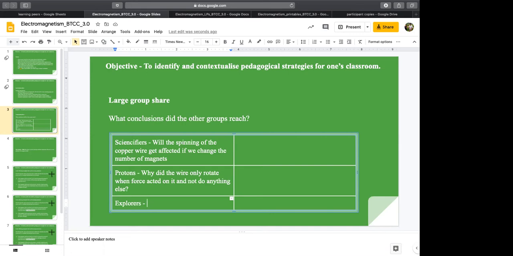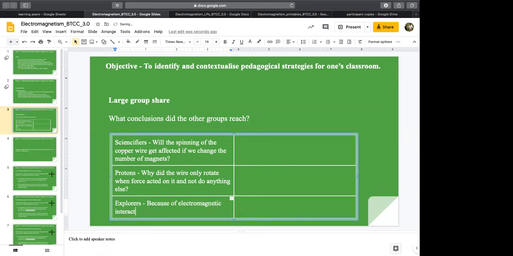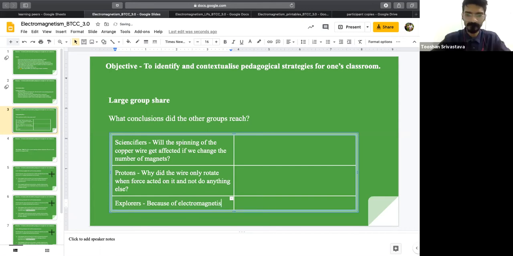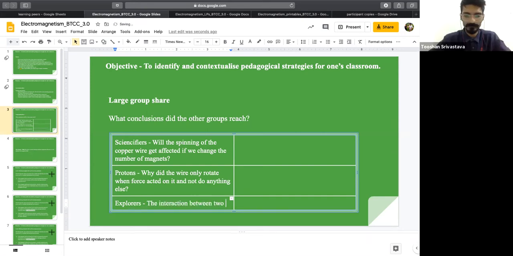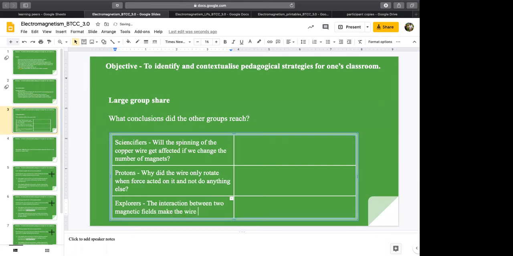And our hypothesis was that since it's a current carrying wire, because of electromagnetism, there will be a magnetic field produced around it. And we also have a magnet with us at the bottom, which is causing another magnetic field. So we thought the interaction between the two magnetic fields is producing a force, which is making the wire move. Thank you. So that was our hypothesis. Yeah, that's it. Thank you.